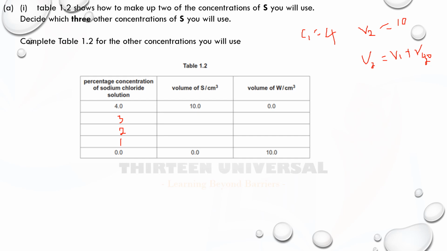All right, if I am going to prepare a solution using 4 to make 3, 4 is my stock. So for this 3%, I'll need to calculate V1. My V1 is very important. V1 is what I'm looking for, and from there I can get the volume of water I'm adding.